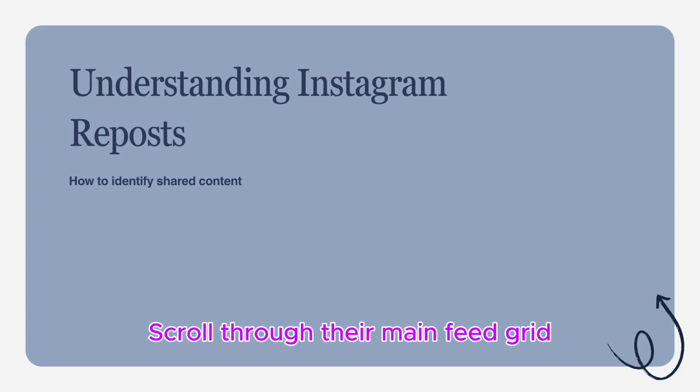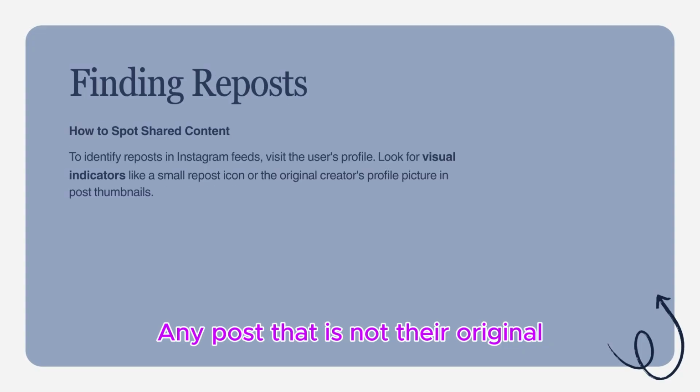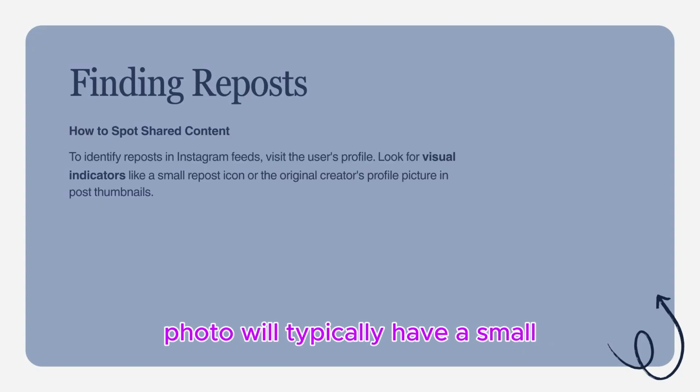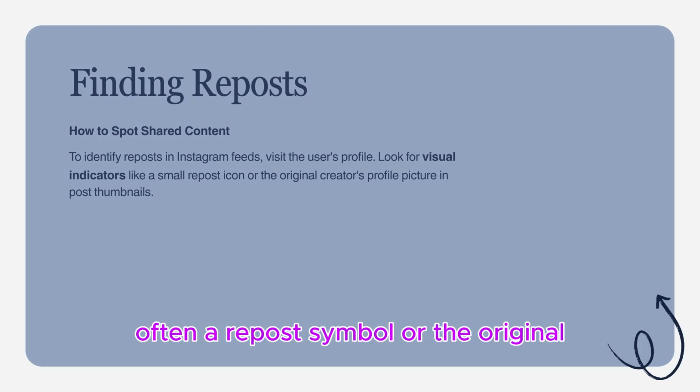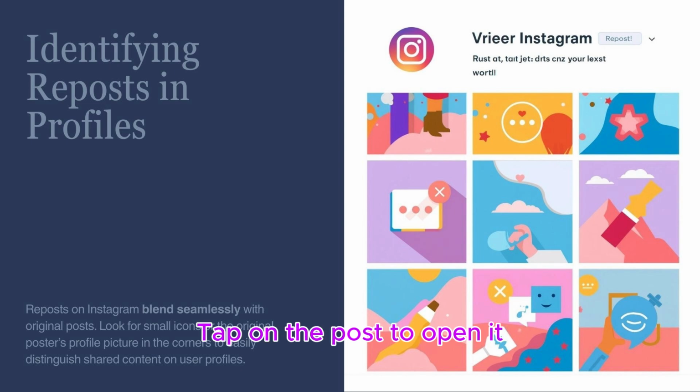Scroll through their main feed grid. Any post that is not their original photo will typically have a small icon in the top right corner of the post's thumbnail, often a repost symbol or the original poster's profile picture. Tap on the post to open it. The original creator's username will be displayed at the top.